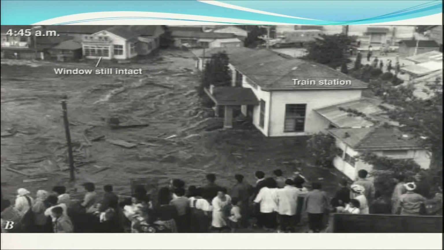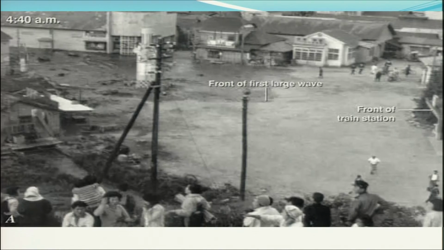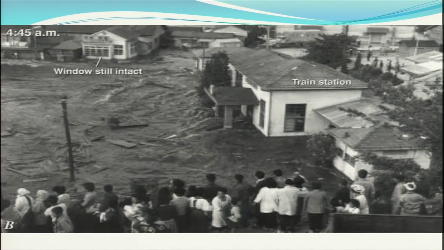So if you see the timing in the previous photograph, it is 4:40 a.m., and the other photograph was taken just 5 minutes later. So the impact of the second wave was much more devastating. So this is what we were talking about, that you should not consider that all waves will be equally powerful. Like if the first wave is coming, we should understand that it could be a calm wave, but the second wave could be a powerful one.